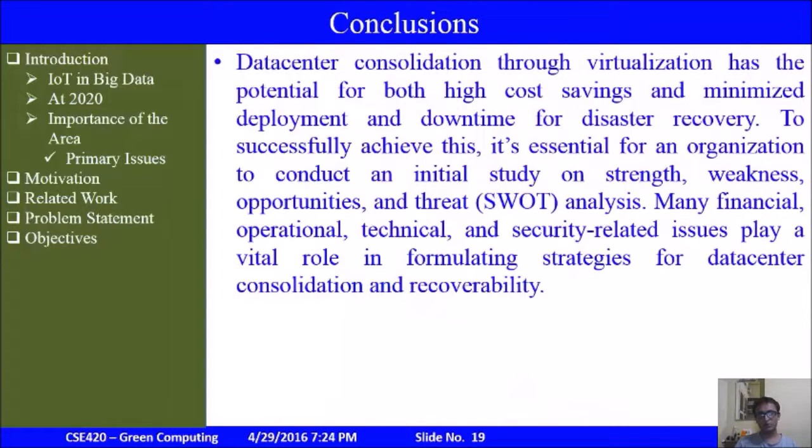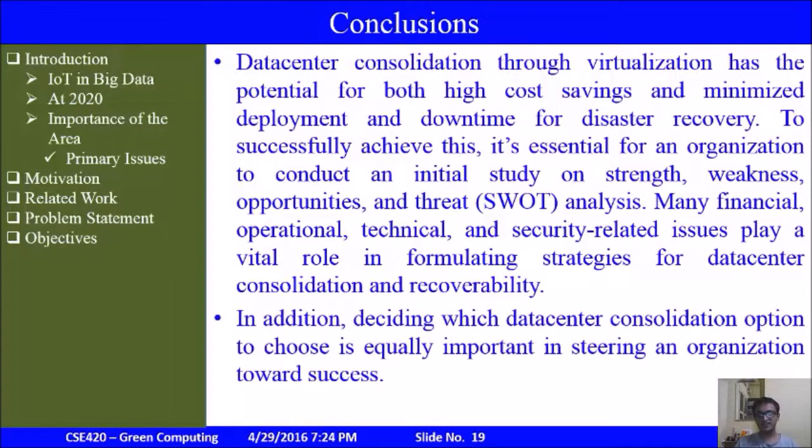So we'd like to conclude by saying that data center consolidation through virtualization has potential for both high cost saving and minimized deployment and downtime for disaster recovery. To successfully achieve these, it is essential for an organization to conduct first an initial study on strength, weakness, opportunity and threat analysis. Many financial, operational, technical and security related issues play a vital role in formulating strategies for data center consolidation and recoverability. In addition, deciding which data center consolidation option to choose is equally important in steering an organization towards success.